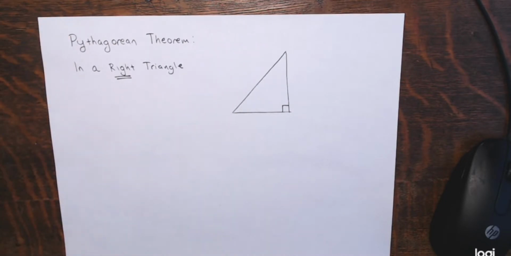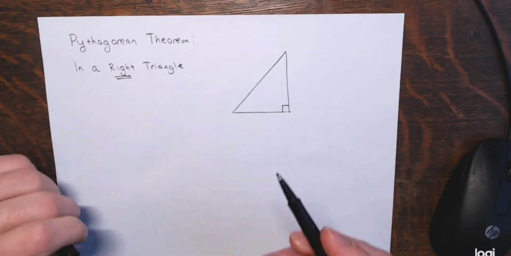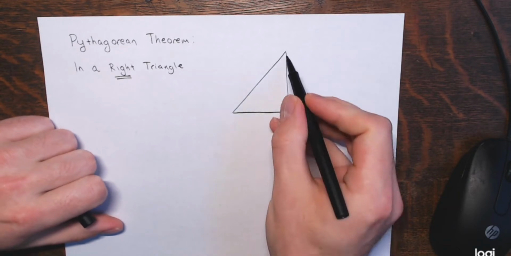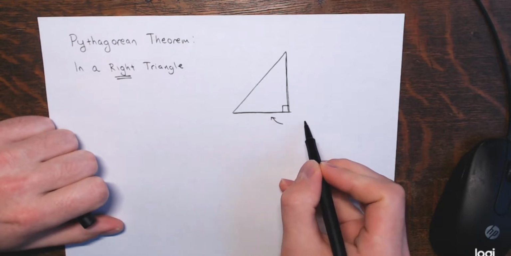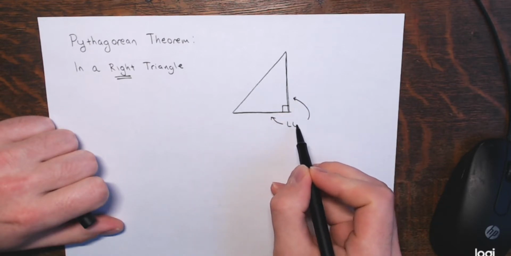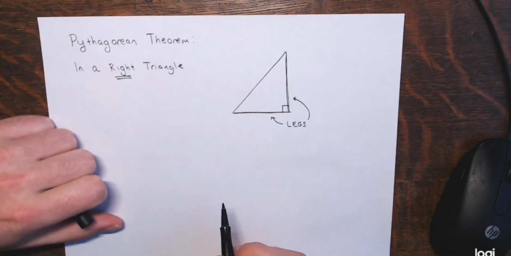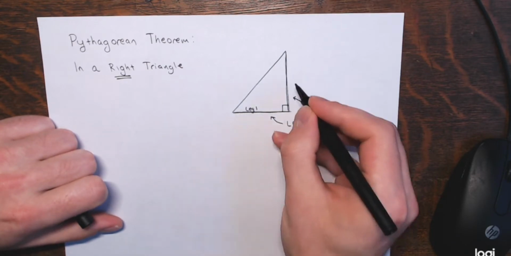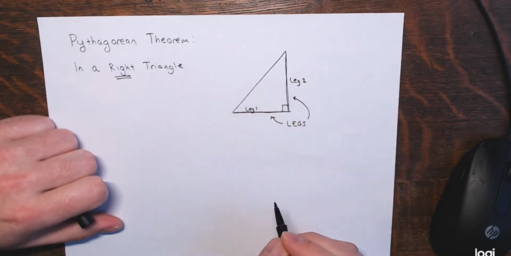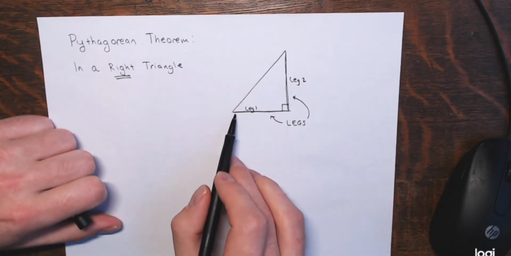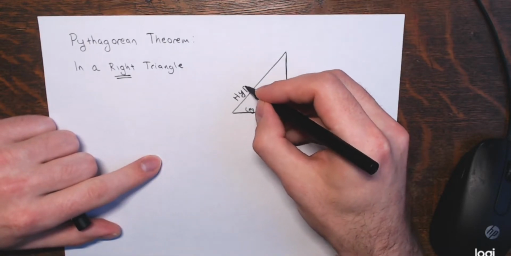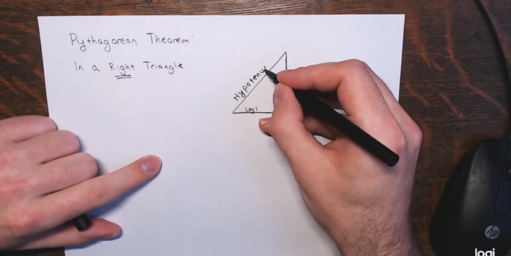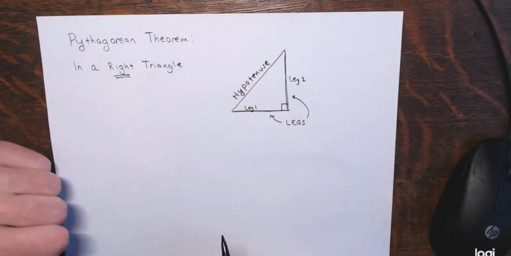Now, in a right triangle, the lengths of the sides have certain names. The two sides that form the right angle, so this side here and this side here, are called the legs. Alright, so maybe I'll call this leg 1 and leg 2. And then the longest side, the side opposite the 90-degree angle, is called the hypotenuse.